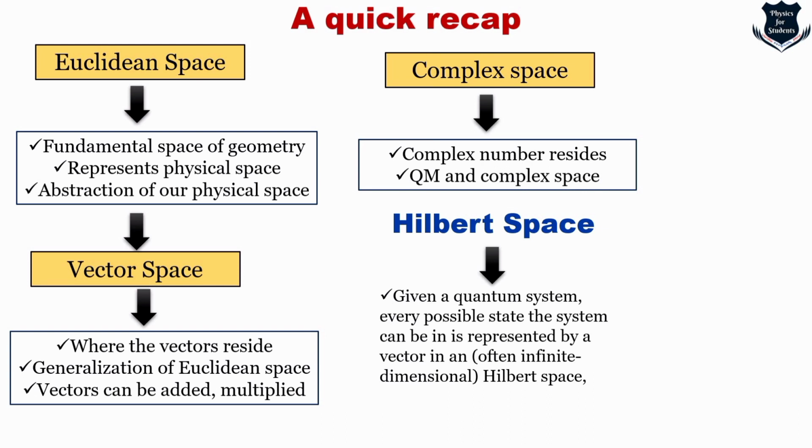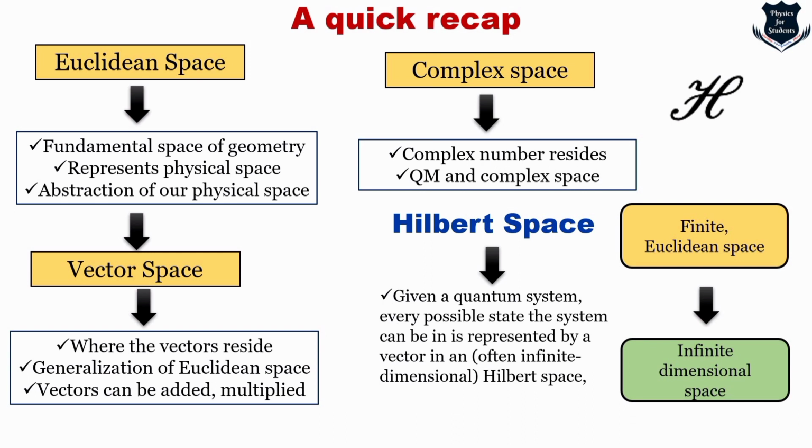Now Hilbert space is basically where every possible state of a quantum system can be represented, and it is basically an infinite dimensional space. It is denoted by this curly H, and here you see that from the finite dimensional Euclidean space we now move into infinite dimensional space, and that is what Hilbert space is all about.